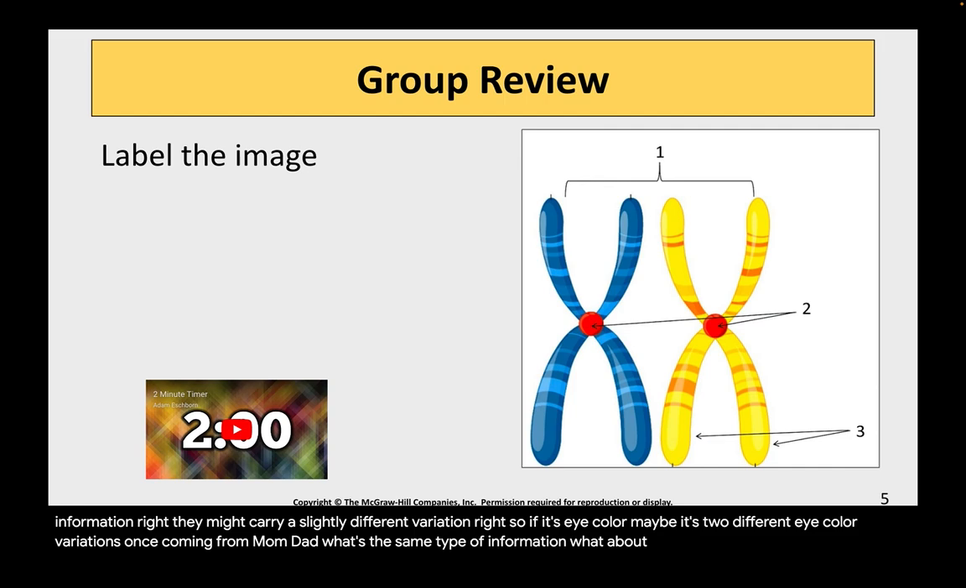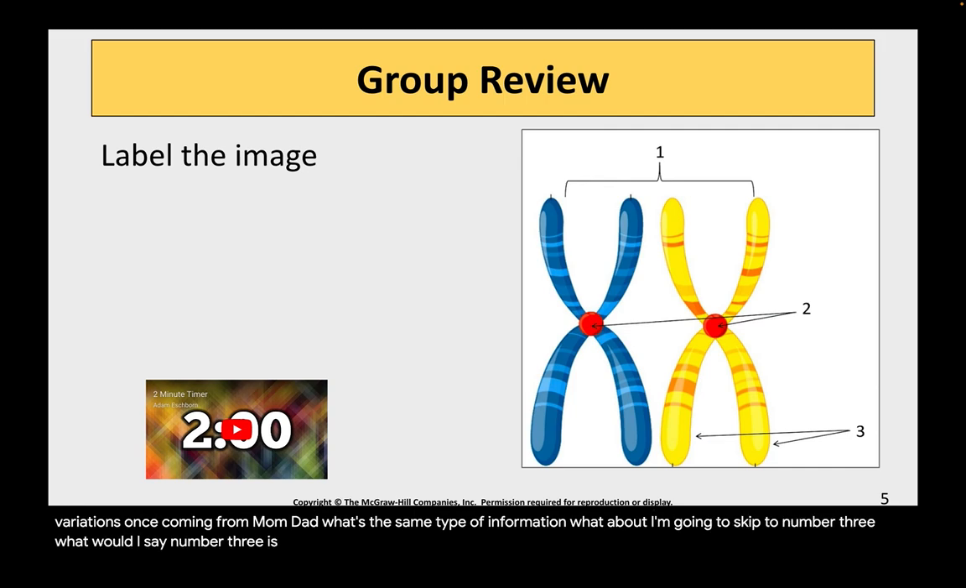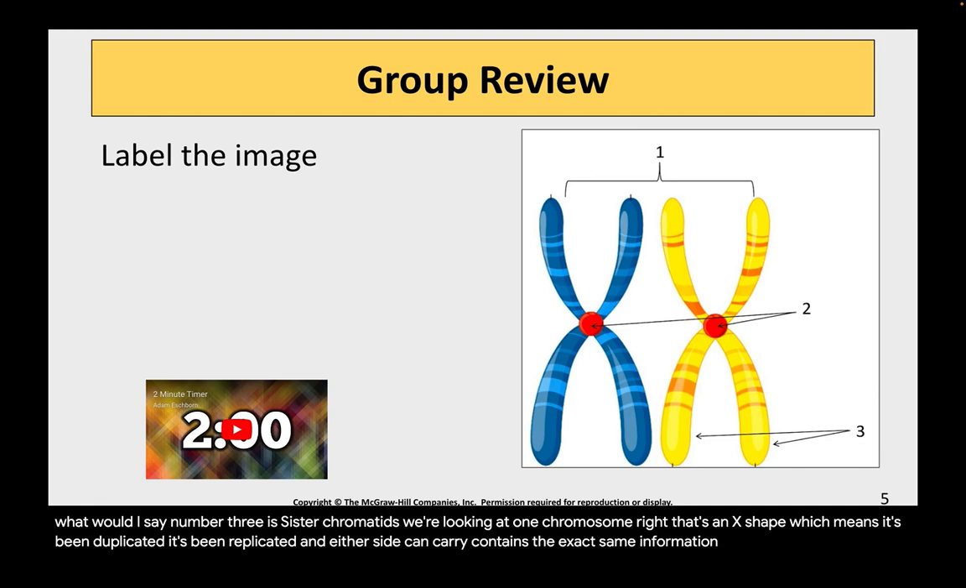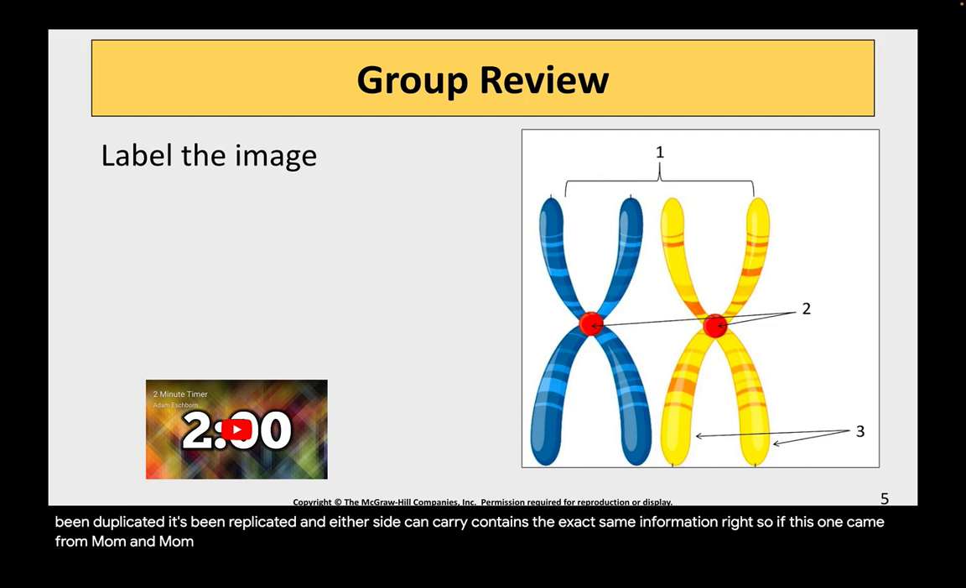What about, I'm going to skip to number 3. What would I say number 3 is? Sister chromatids, yeah. So if we look, sister chromatids, we're looking at 1 chromosome, right? That's in an X shape, which means it's been duplicated, it's been replicated. And either side contains the exact same information, right? So if this one came from mom and mom passed along the gene for blue eyes, on both sister chromatids, it's going to be the gene for blue eyes because it's an identical copy.